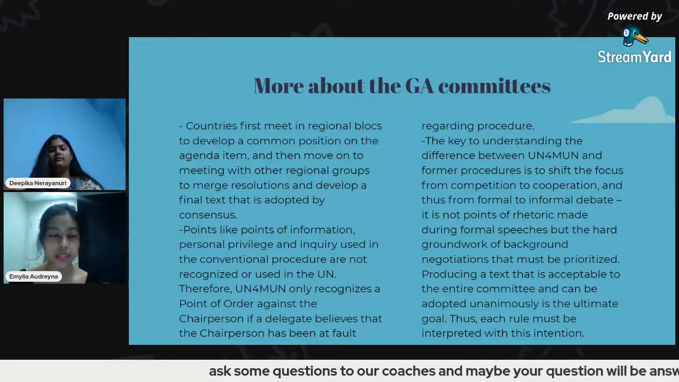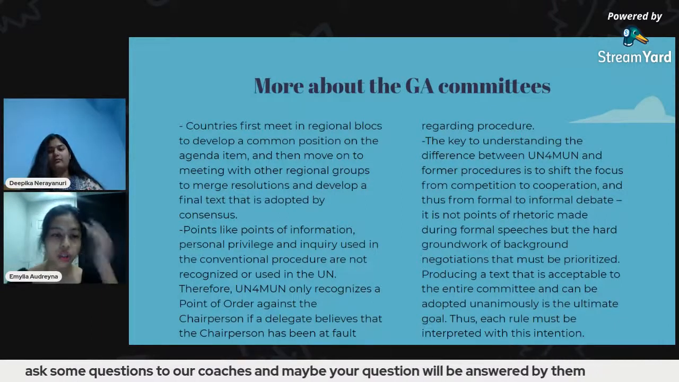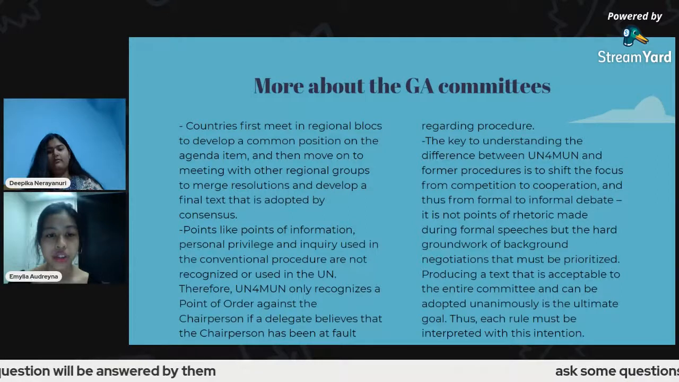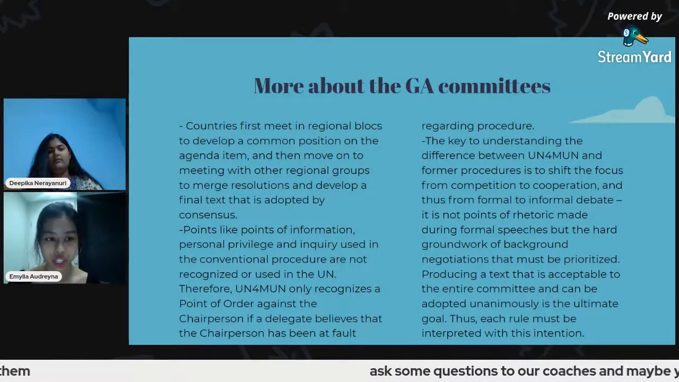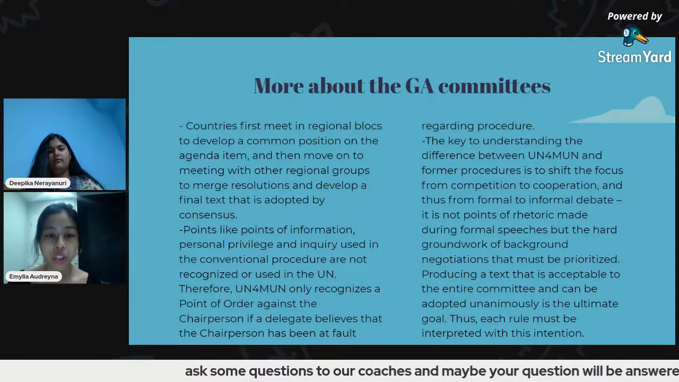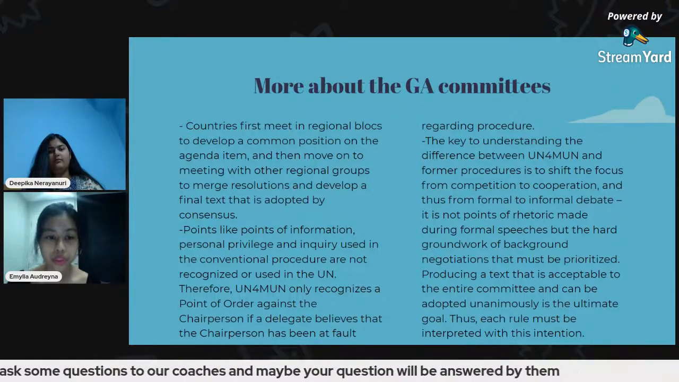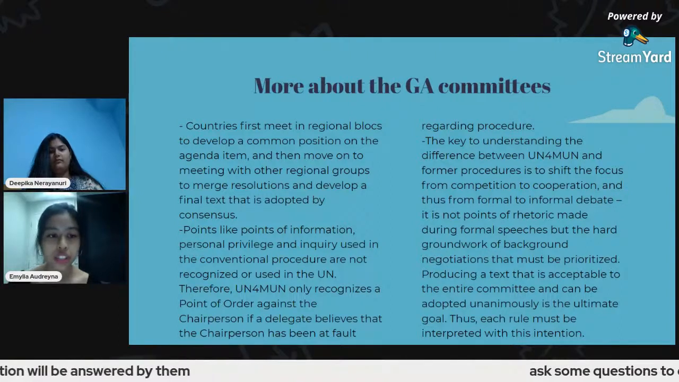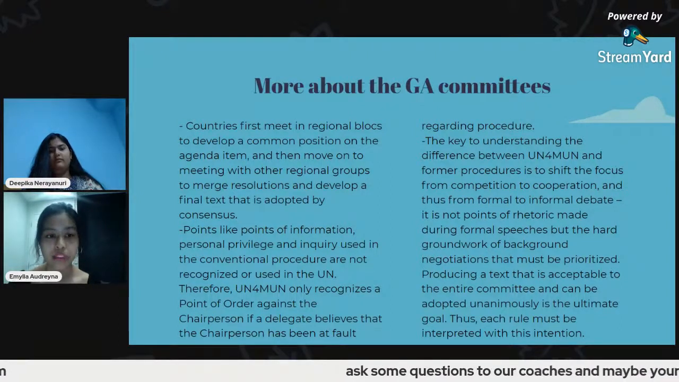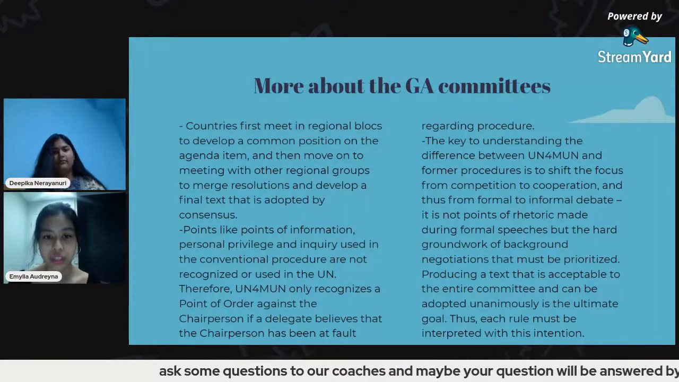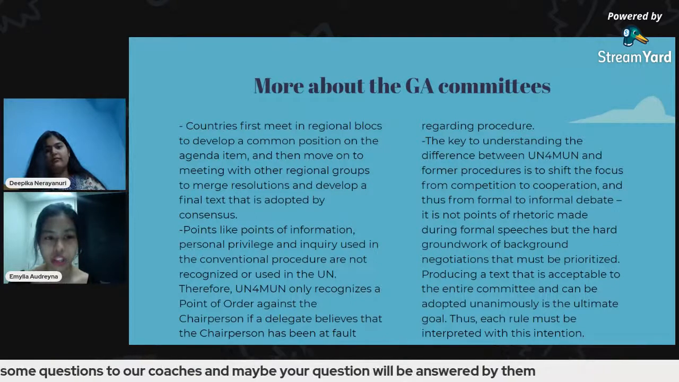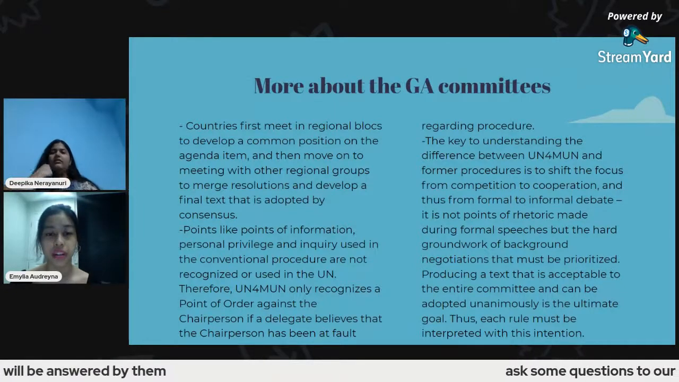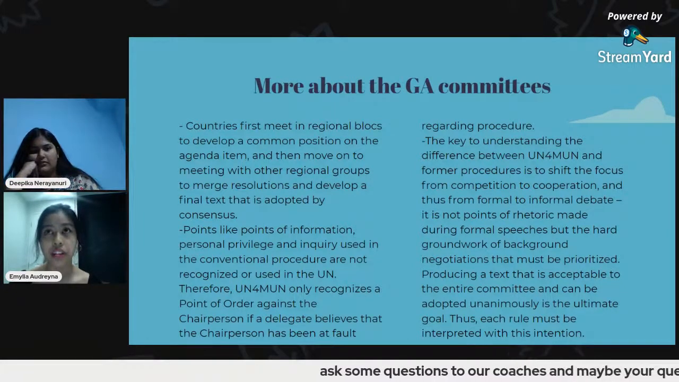This also differs a bit because we're using the UN for MUN procedure. Points such as point of information, personal privilege, and inquiry used in conventional procedure are not recognized or used in the United Nations setting. Therefore, UN for MUN only recognizes a point of order, which will only be used against the chairperson if a delegate believes that the chairperson has been at fault regarding the procedure. Most of the time, we use POI loosely for other things, but in UN for MUN, it will strictly only be used if you believe that the chairperson has used the ROP wrongly.